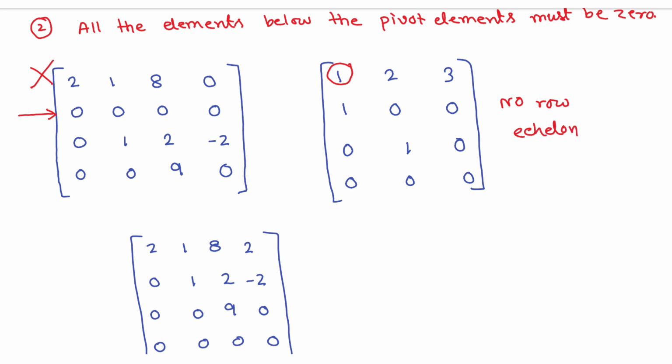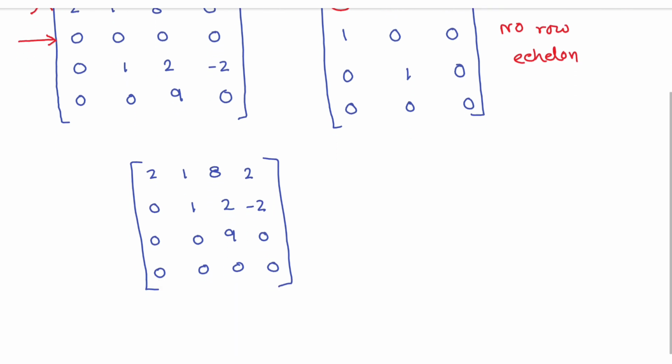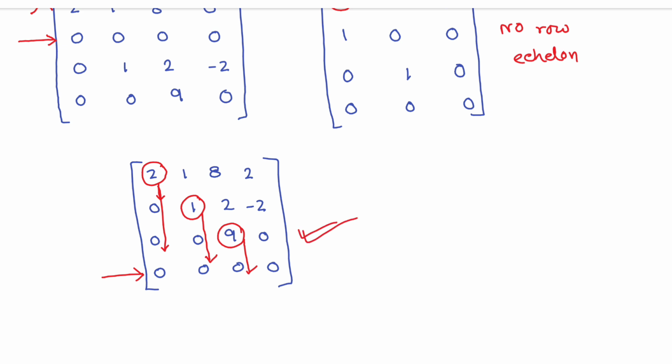Okay, now last one. Here we can see that the 0 row is at the bottom. Okay, and 2 is pivot element, 1 is pivot element, 9 is pivot element, and below the first pivot element all the elements are 0. Below the second pivot element all the elements are 0. Below the third pivot element all the elements are 0. Okay, so obviously this matrix is in row echelon form. Clear?